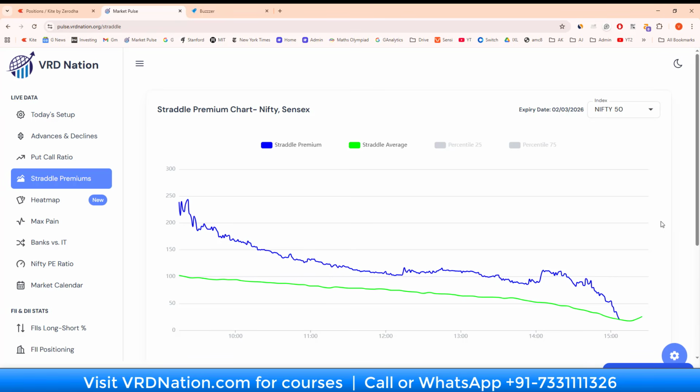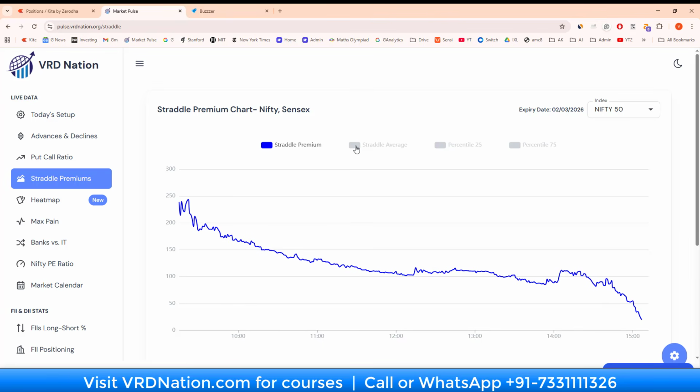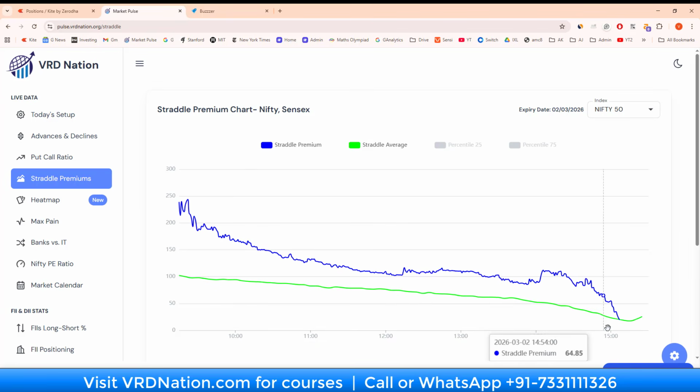Along with that, we have also given this green line, which is called the Straddle average, which tells you the average premium that one should expect. And this data has been derived from the past 6 months of option premiums on a rolling basis. So when you compare the Straddle premium, the blue line, with the green line, you get a very good sense of, yeah, today the volatility is much higher than expected, right? Or it's much lower than expected.